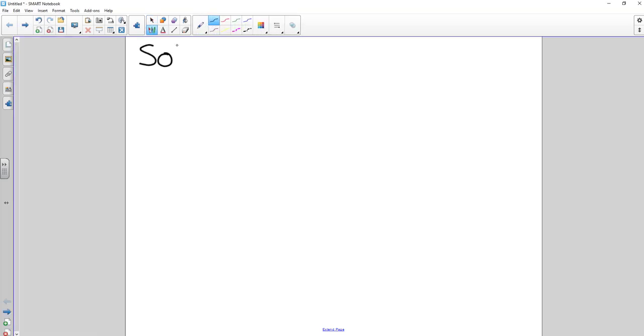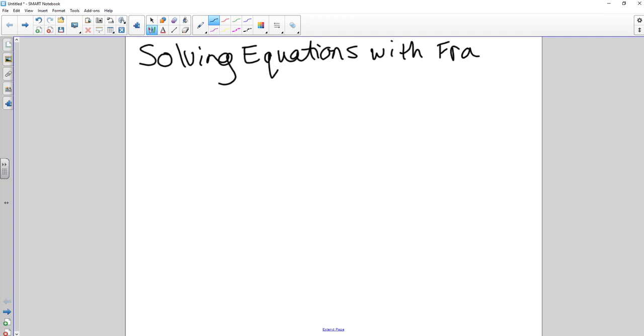So let's solve some equations with fractions. Solving equations with fractions. Okay, so the first one I'm going to do, I'm going to use a method you might already know.